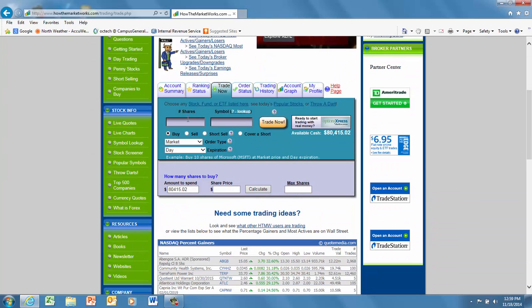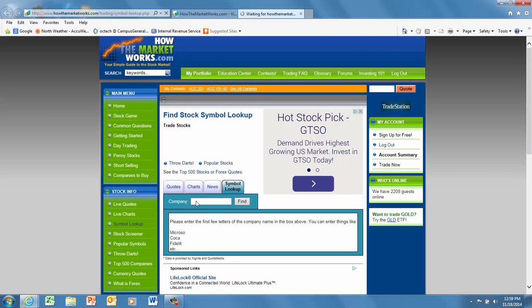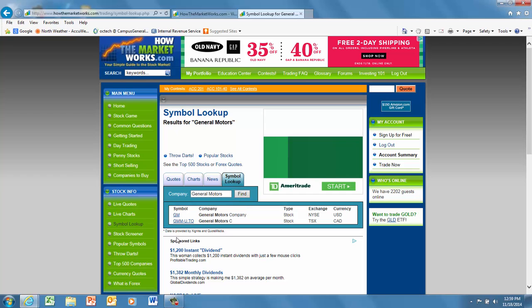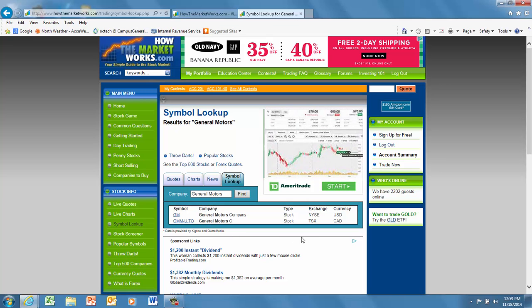Here in this number of shares box, you're going to put how many shares you want to buy, and the symbol, the stock market symbol, and you can look up the stock market symbol. So if I want to trade in General Motors, I can put that in here. And it tells me there's two. General Motors Company is GM, and then there's a General Motors C that's something else.